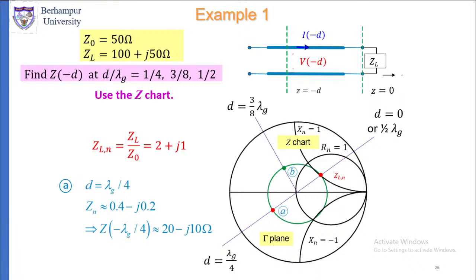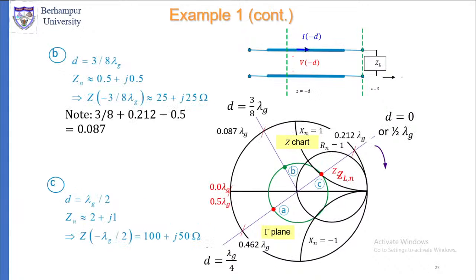So using a graphical tool, which is the Smith chart, we can easily find out the impedance at a distance of lambda g by 4. This is a simple example that we have seen. Next, let us see d is equal to 3 by 8 lambda g. So we have to find out the impedance at d is equal to 3 by 8 lambda g.